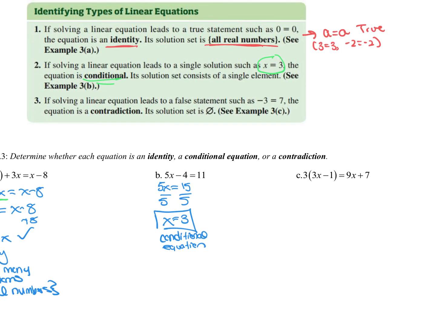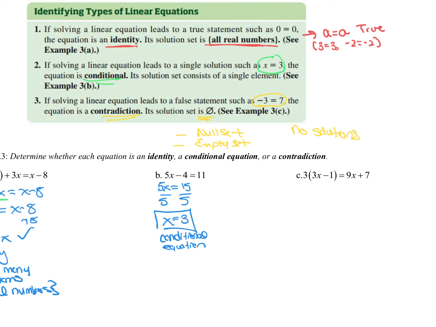And the last one is, if you get something when you're solving that is a contradiction, then the solution is what we call the null set, or we can write null set or the empty set. Null set, empty set, or no solutions.